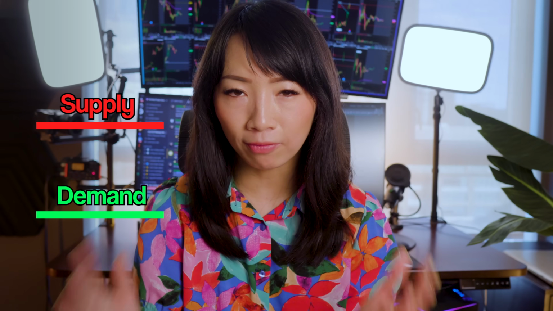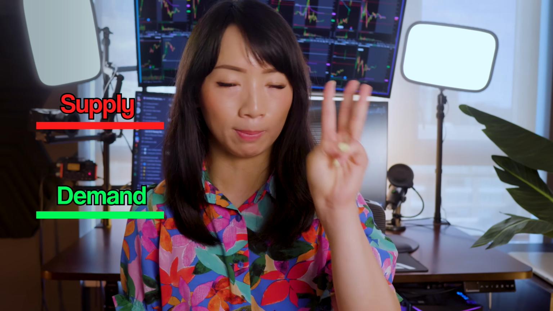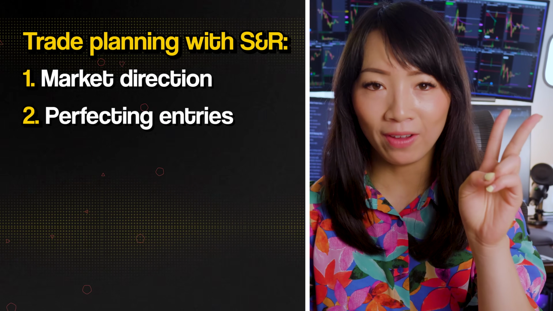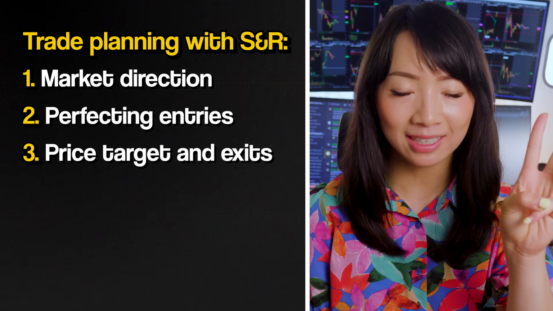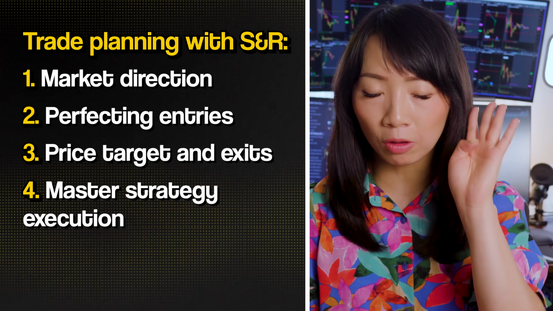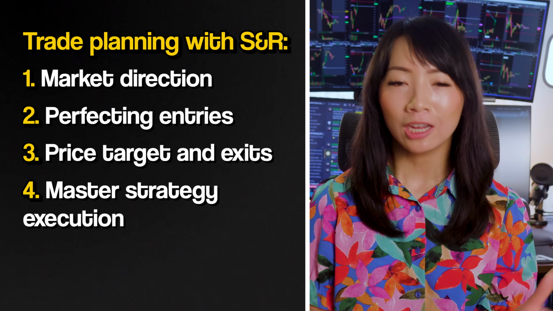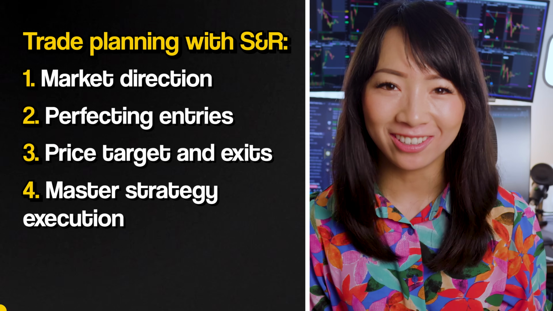When you master these simple lessons, such as supply and demand, you can properly define these three things in your trade planning process: market direction, planning and perfecting your entry, planning your price target and your exit, and of course, using everything you learn to execute the strategy I'm gonna teach you in this video.